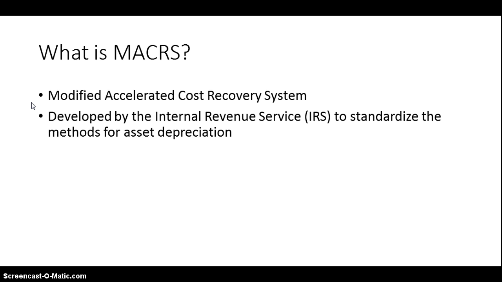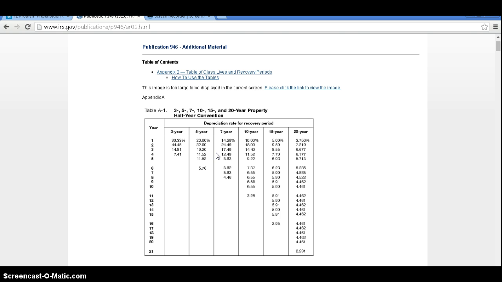And to determine the depreciation for a given asset using this method, we must refer to the provided MACRS table by the IRS. MACRS is broken down by the lifespan of the asset. For an asset that has a 5-year lifespan, as shown in this table, the first year it depreciates by 20%, and the second year by 32%, and the third year by 19.2%, and the fourth year and the fifth year it depreciates by 11.52%.